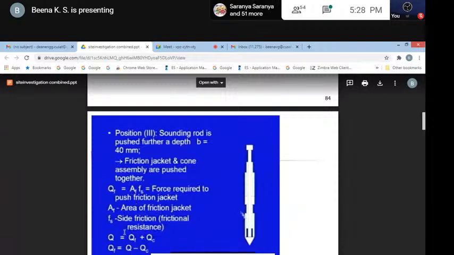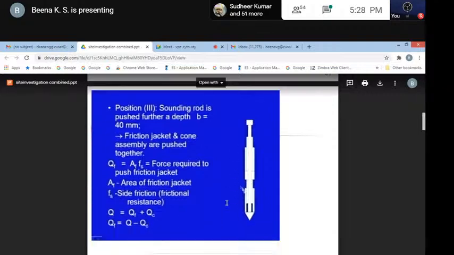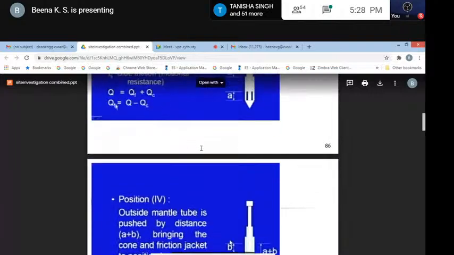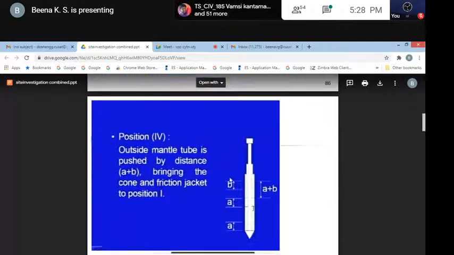So total Q is equal to QF plus QC, that is, cone resistance plus frictional resistance along the surface. So QF is equal to Q minus QC. This is the major advantage of this static cone penetration test, because here we can get an idea of the frictional resistance along the surface. The outside mantle tube is pushed by a distance, say A plus B, bringing the cone and friction jacket to position 1.